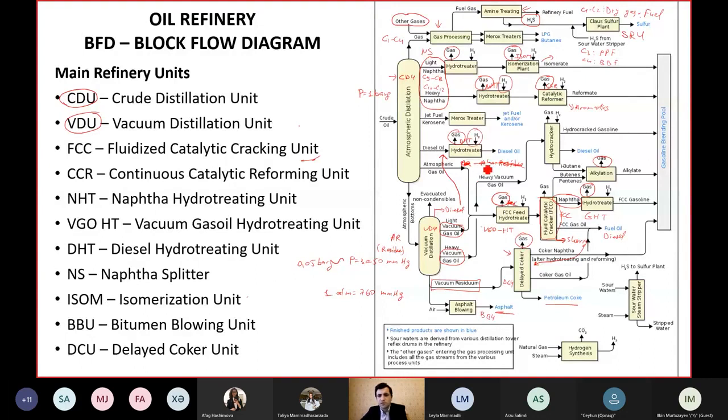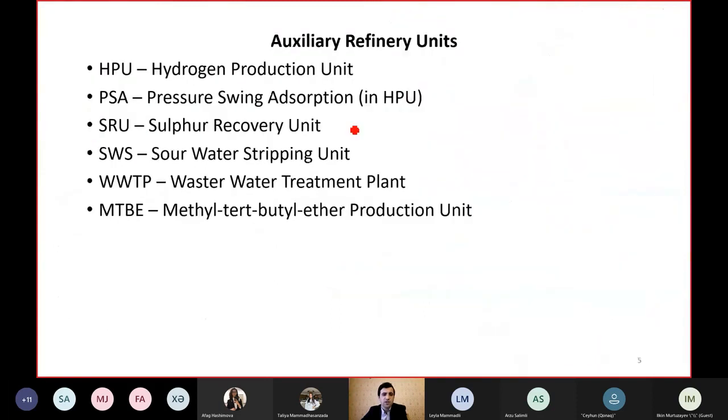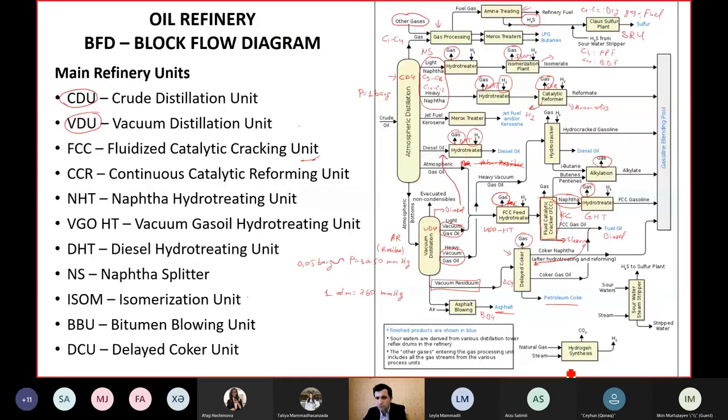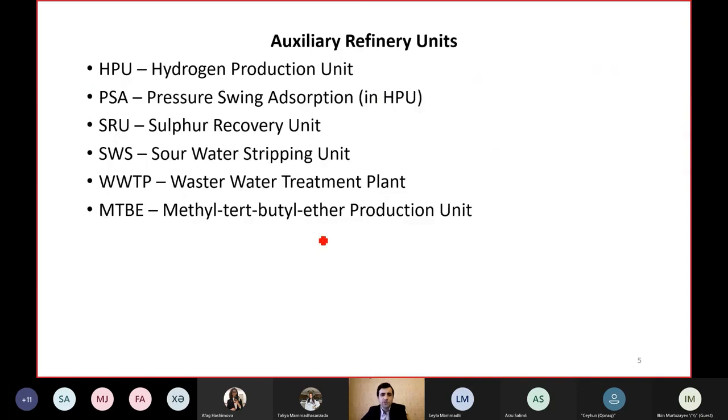Here, we produce hydrogen. But this hydrogen is not enough. That's why we have an additional hydrogen production unit, which is shown here. This is the HPU, hydrogen production unit, where we use natural gas and steam to produce hydrogen. We have the pressure swing adsorption. Why do we need this one? To produce high purity hydrogen.